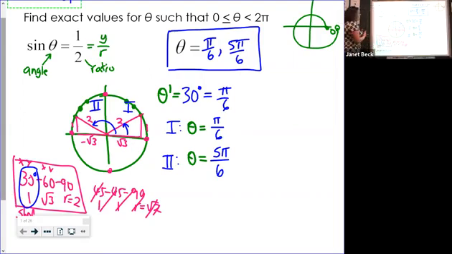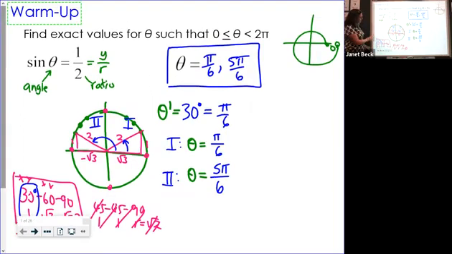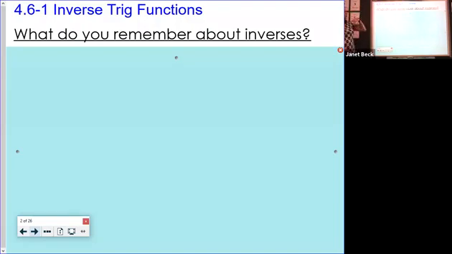Right, so that was a warm-up to really warm us up for what we're going to do today, because what we're going to be doing today is unit 4.6-1, which is inverse trig functions. So what do you remember about inverses?